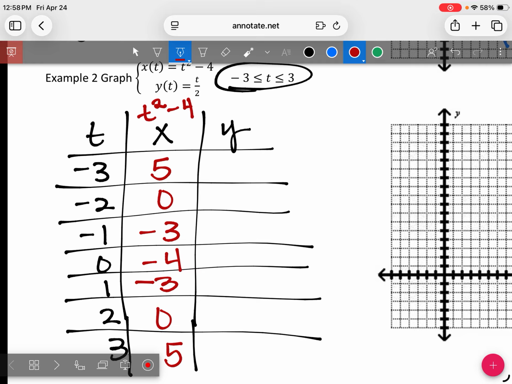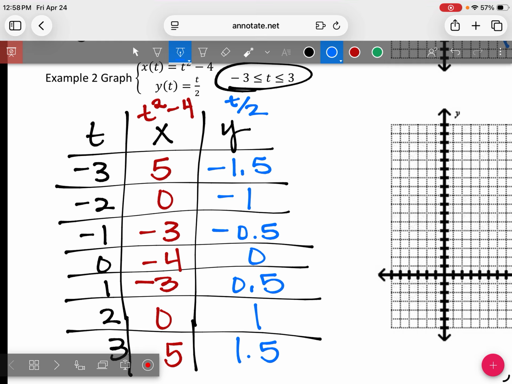My Y values, they just want us to take our T and divide it in half. So half of -3 would be -1.5. Half of -2, -1. Half of -1, -0.5. Half of 0, 0. Half of 1, +0.5. Half of 2, +1. Half of 3, 1.5.